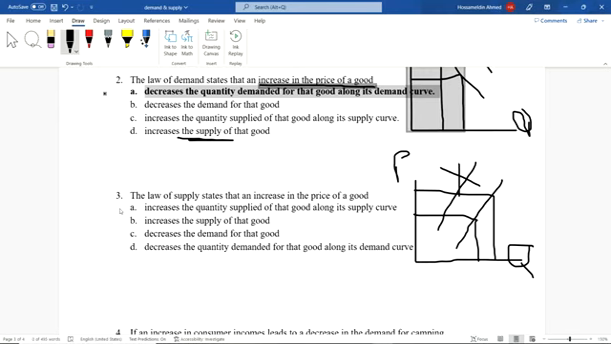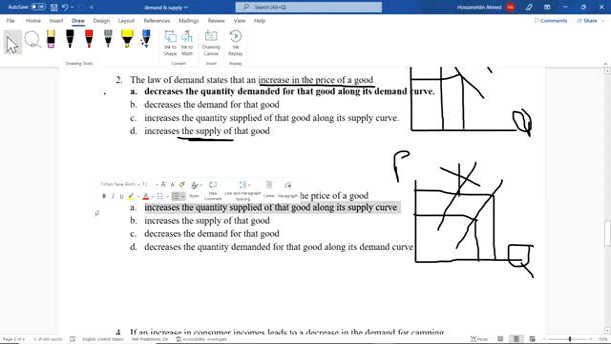But we keep reading the other choices to make sure that we choose the most accurate one. B, increases the supply of that good, is not correct because prices only affect quantity supplied, not the whole supply curve. C, decreases the demand for that good. D, decreases the quantity demanded, which is not valid for such a question because we didn't mention demand or quantity demanded at all. So the correct answer is number A.